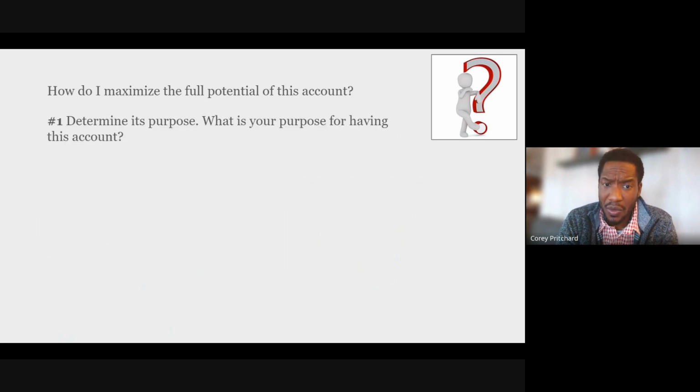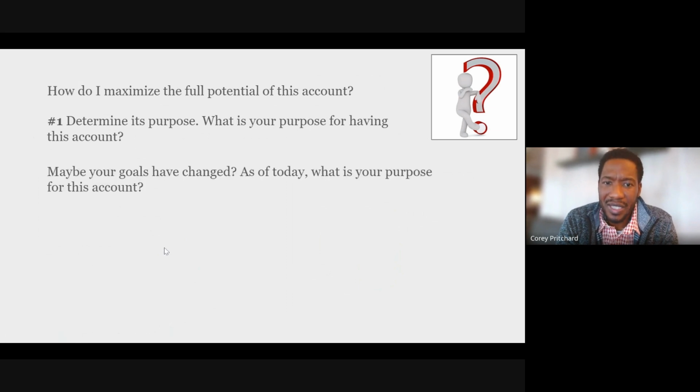Okay, you should ask that question. I'm saying the number one thing is determine the purpose. What is the purpose for this account? What is your purpose for having this account set up?